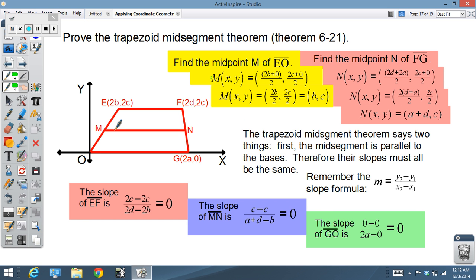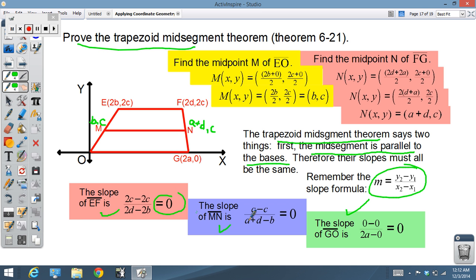I'm going to use the midpoint formula to find point M and point N. You can follow with the math. And we end up finding that the coordinates of the midpoint here, B, comma, C. And over here, this is going to be at A plus D, comma, C. All right? So the trapezoid midsegment theorem that we're trying to prove has two parts. First, the midsegment is parallel to the bases. Therefore, let's check the slope formula. And the slope of EF, slope of MN, slope of GO, all come out to be 0.